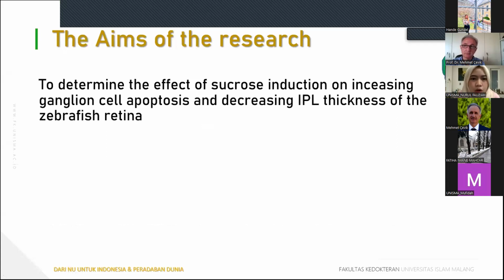And next, the aim of the research is to determine the effect of sucrose induction on increasing ganglion cell apoptosis and decreasing IPL thickness of the zebrafish retina.